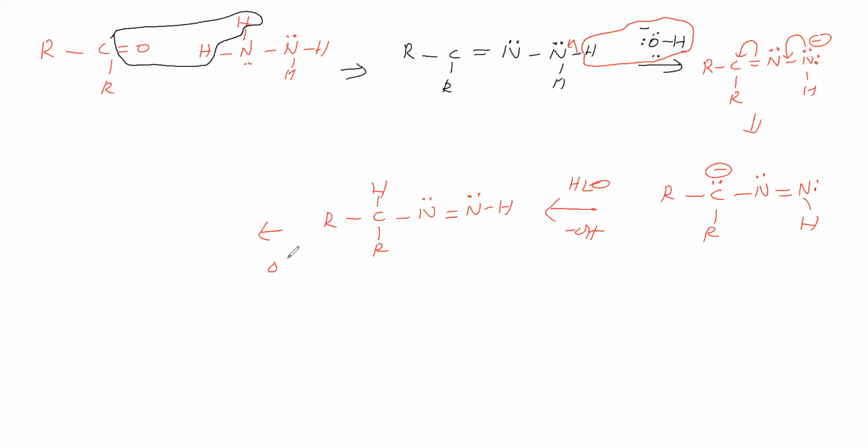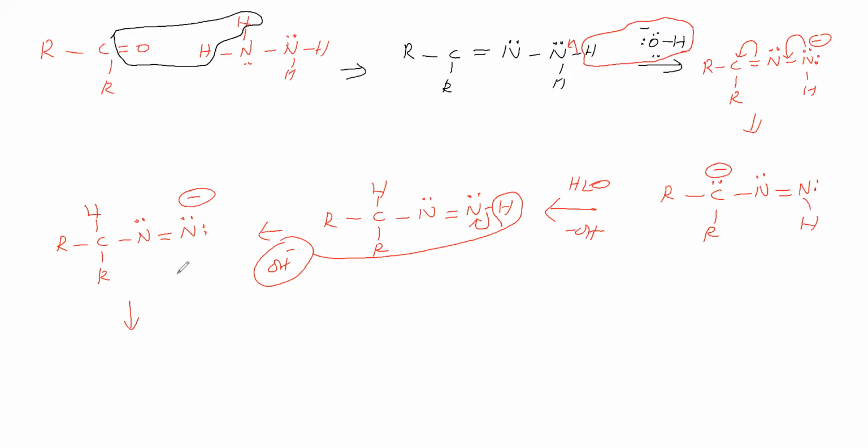Next step, OH minus takes H plus. This bond pair is shifting here as a lone pair. So we are getting negative charge here. OH minus takes proton and becomes water. Therefore, here nitrogen is having lone pair, here two lone pairs will be there, and negative charge will be there. Let us see the next step.